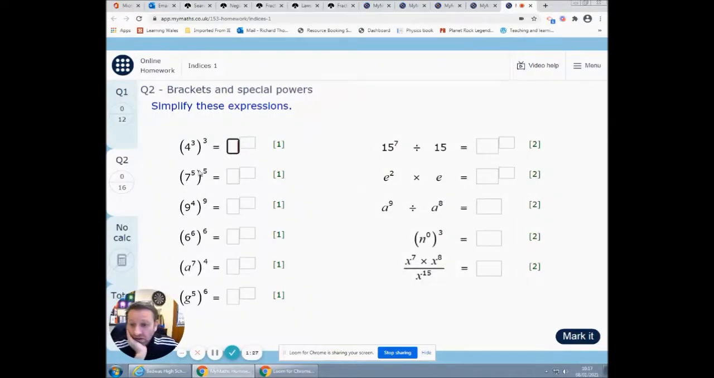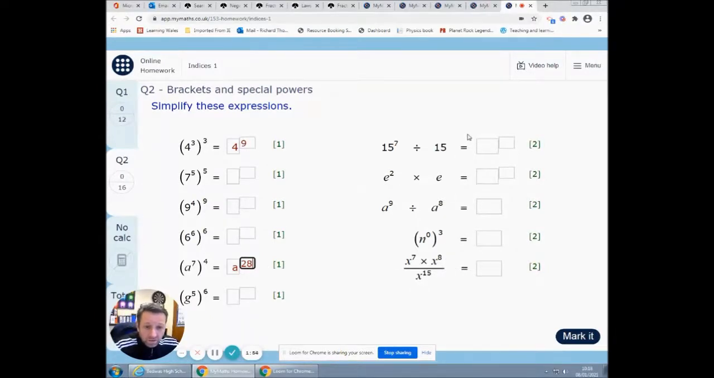Question 2. The first part of question 2 is power in a power. So as we spoke about in the lesson, when you power a power, you multiply the powers. So this one would be 4 to the power 9. The base stays the same. 3 times 3 is 9. Let's do an algebra one. Here the base is the letter A, and then you would do 7 times 4 to get 28. Right, so that's no problem there.